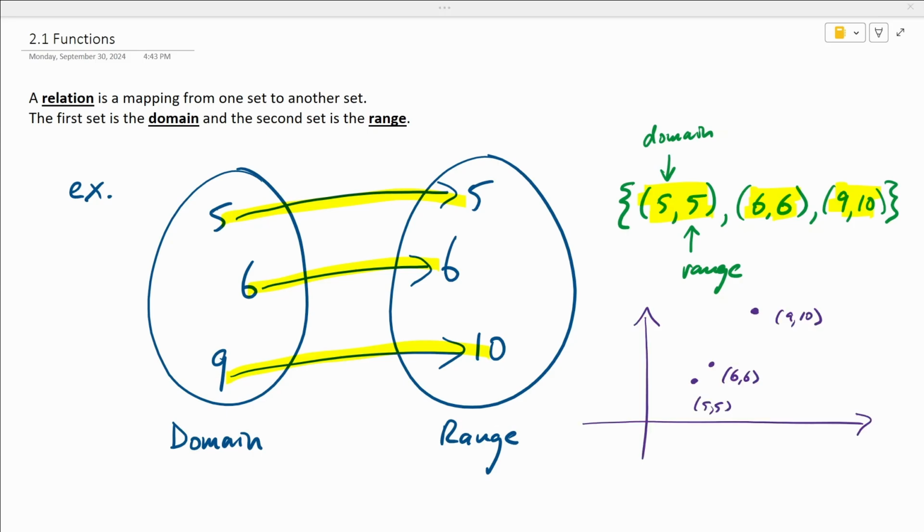Now, because we can express relations with ordered pairs, we can also plot those ordered pairs to express a relation on a graph. Here now, we have that the horizontal axis, usually referred to as the x-axis, is the domain. So we can see again that we have a 5, a 6, and a 9 in our domain. And then the vertical axis, usually referred to as the y-axis, becomes our range. And we can see that we have a 10, a 6, and a 5 in our range.